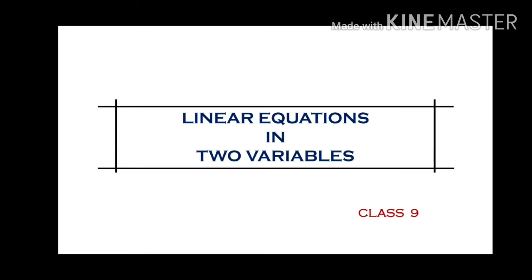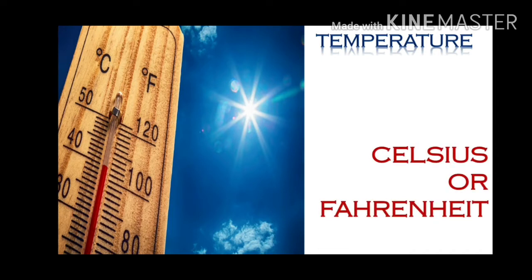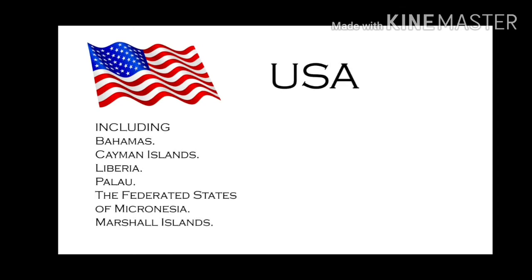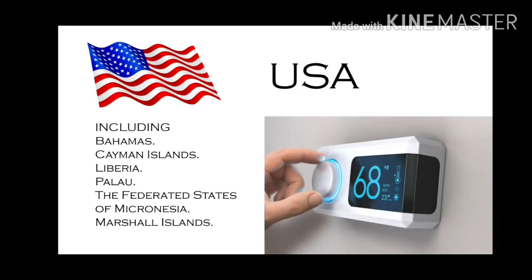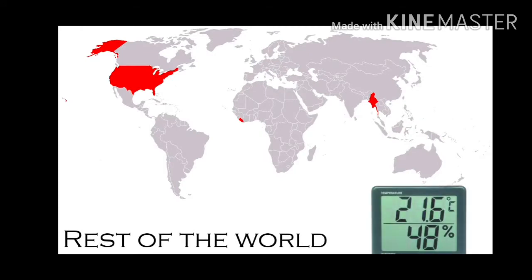Hello friends, today's discussion is about linear equations in two variables. We know that temperature is basically measured using the Celsius scale or the Fahrenheit scale. But do we know that the USA and some countries like Bahamas, Liberia and these islands are the few ones who use the Fahrenheit scale, and the rest of the world uses the Celsius scale.